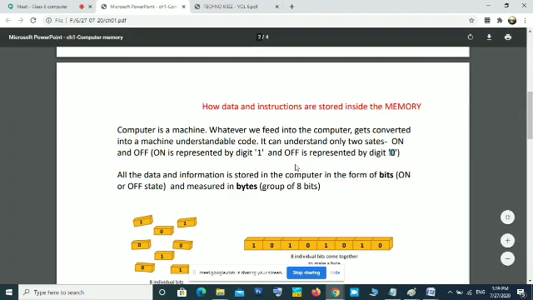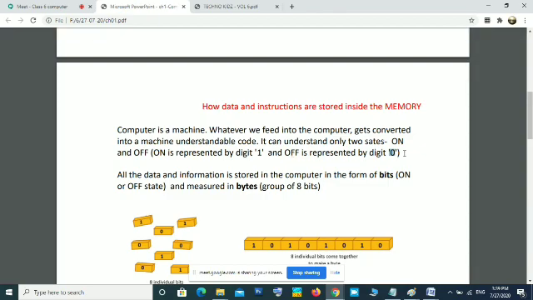That means the on state we represent by 1, and the off state we represent by 0. All the data and information is stored in the computer in the form of bits. Bit is the short form of binary digit. Binary means 2. This number system has only two numbers, 0 and 1. The number system you study in mathematics has 10 digits, 0 to 9: 0, 1, 2, 3, 4, 5, 6, 7, 8, 9. That is why it is called decimal. Deca means 10, the decimal number system.